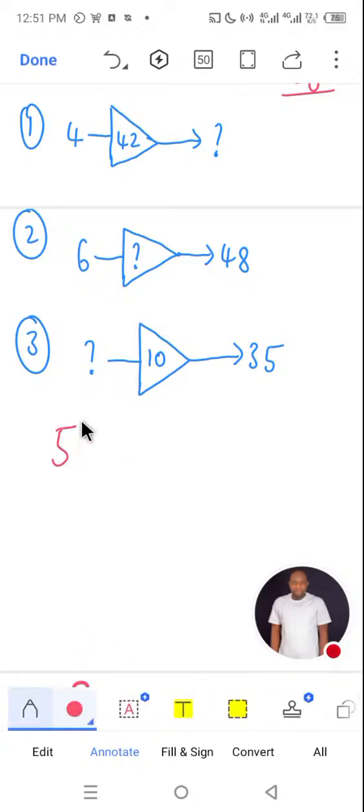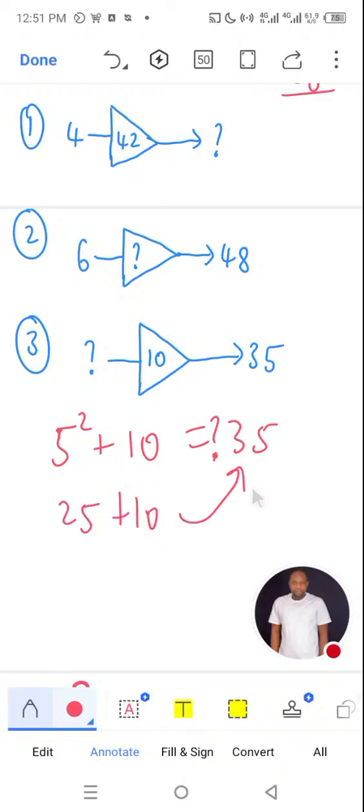So if this is 5, that's 5 squared plus the one in the middle plus 10. Will this give us 35? We don't know. Let's try that out. What is 5 raised to power 2? That's what? 25. And 25 plus 10 is what? 35. Oh, yeah. So number 3, the answer is 5. So this is 5 right here. Okay, people, that's correct.